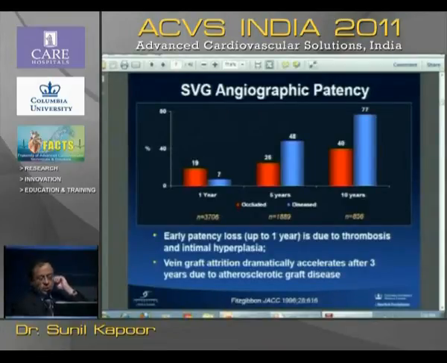Now, what is the patency? As you know, at 1 year, these are the occluded, the red ones, and these are the diseased grafts. At 1 year, you'll find that 19% of the grafts are occluded and 7% are diseased. At 5 years, 25% are occluded and 48% are diseased. And at 10 years, 40% are occluded and 77% are diseased. And that's the natural history.